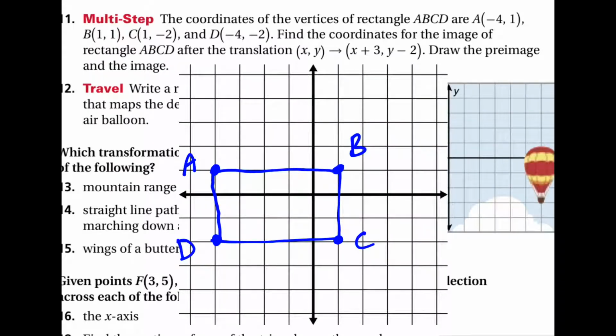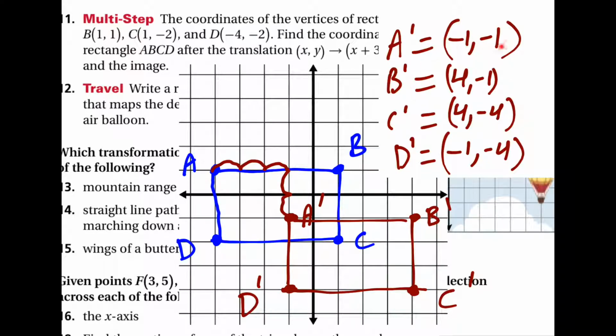So for 11, this is my original image, ABCD, a rectangle. And I could figure out the coordinates for the image, or I can count over 1, 2, 3 to the right, and down 1, 2. And this becomes A prime. I finish my drawing and label my coordinates here. That's what it looks like, and those are my coordinates.